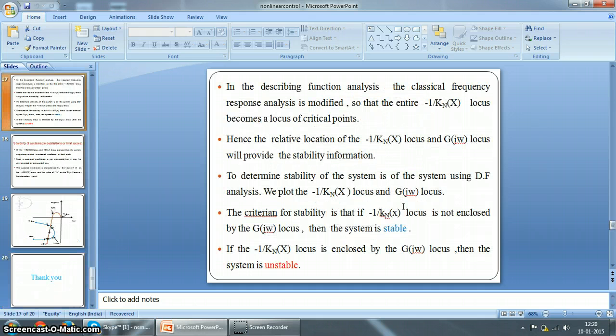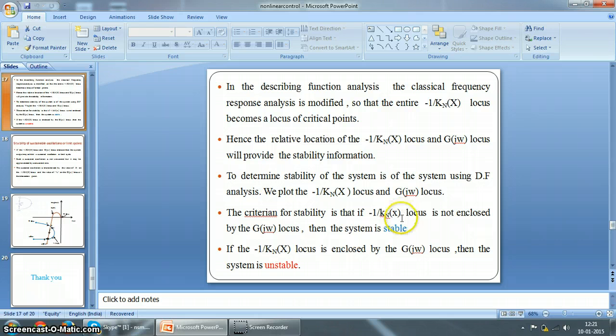In the describing function analysis, the classical frequency response analysis is modified so that the entire minus 1 by kn of x locus becomes a locus of critical points. Therefore, for deciding the system stability, here we will use the concept of encirclement and enclosement. Stability can be predicted by using the concept of enclosement.